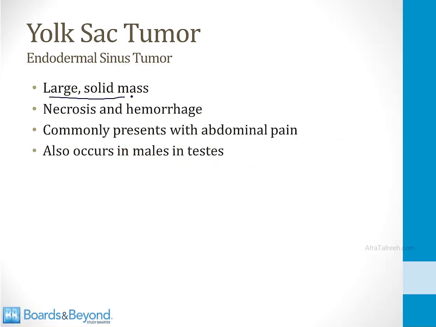These tumors are large, solid masses, and they often develop necrosis and hemorrhage. For this reason, they commonly present with abdominal pain because of the necrosis and hemorrhage and inflammation. So the classic presentation is a young woman or a girl with a large pelvic mass and abdominal pain and a high level of serum AFP. That is likely a description of a yolk sac tumor. And just so you're aware, these also occur in males in the testes. The testicles can develop a yolk sac tumor as well.